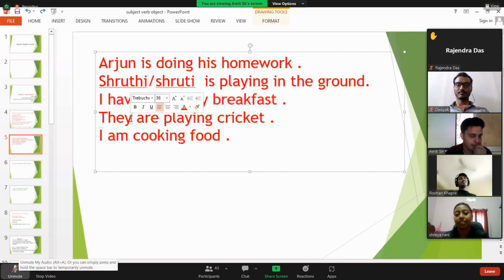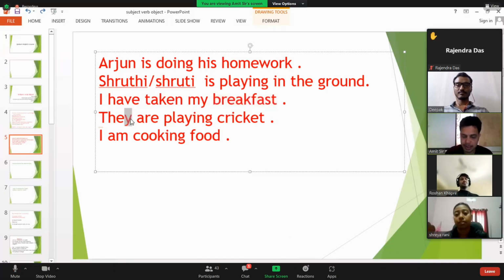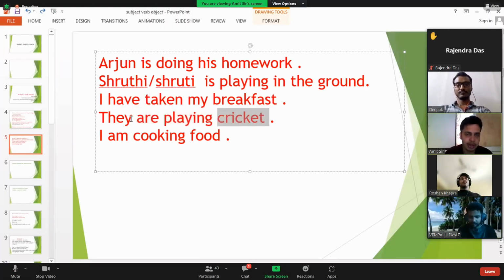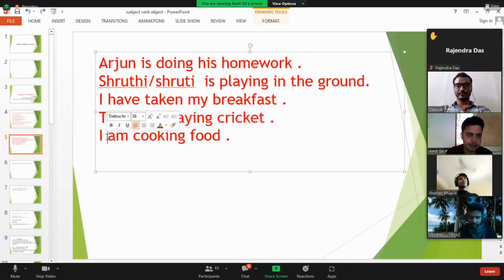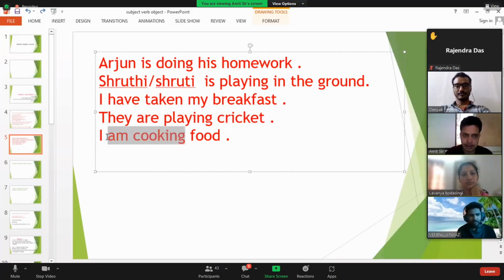Then they. They are going to be the subject, followed by are playing, which is a verb. And then this is going to be the object. The same way, I am cooking food. So I is the subject, I'm cooking is the verb, and food is the object.